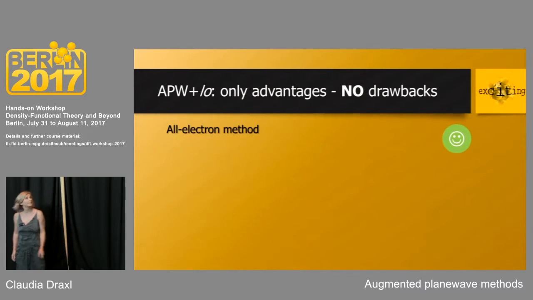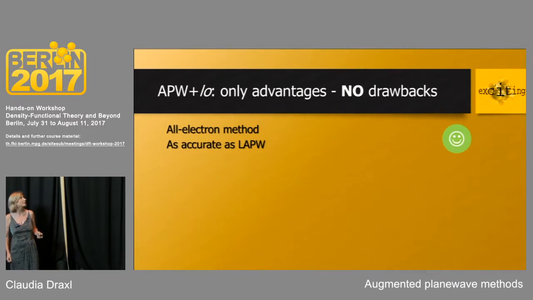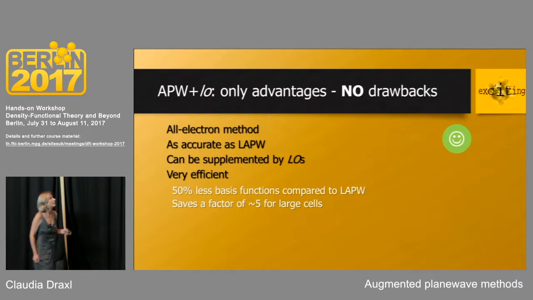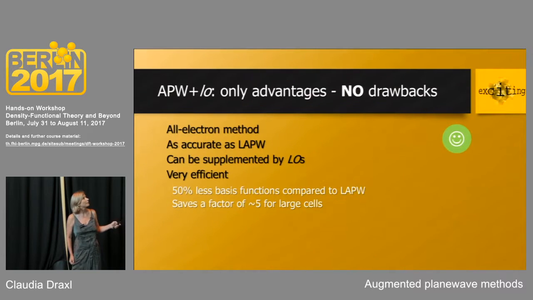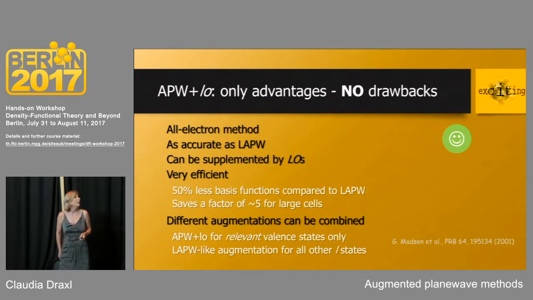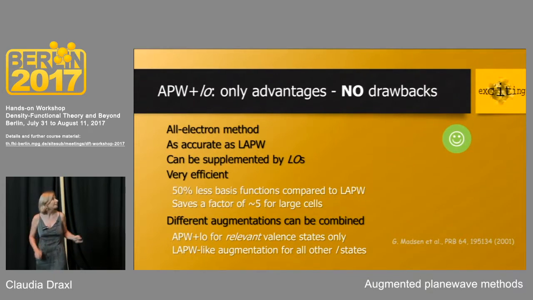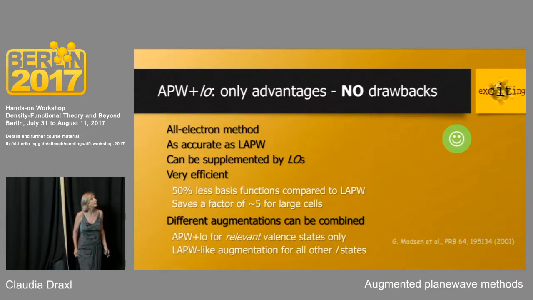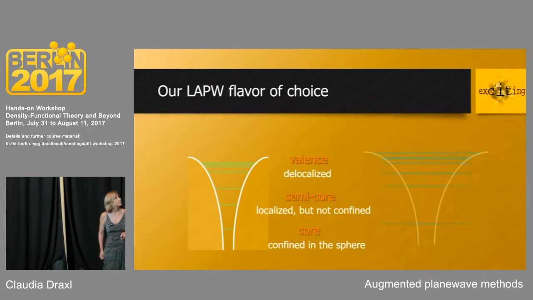So APW plus LO only has advantages. There are no drawbacks, and this is a wonderful method. It's an all-electron method, as accurate as LAPW. It can be supplemented by local orbitals. It's very efficient because you need 50% fewer basis functions compared to LAPW, and this saves a factor of 5 to 10 or whatever in computing time. So you can also mix all these concepts. You can use different augmentations for, let's say, APW plus LO for the relevant states close to the Fermi level, and LAPW-like functions or augmentation also for the other states. And this is what I would like to show here.